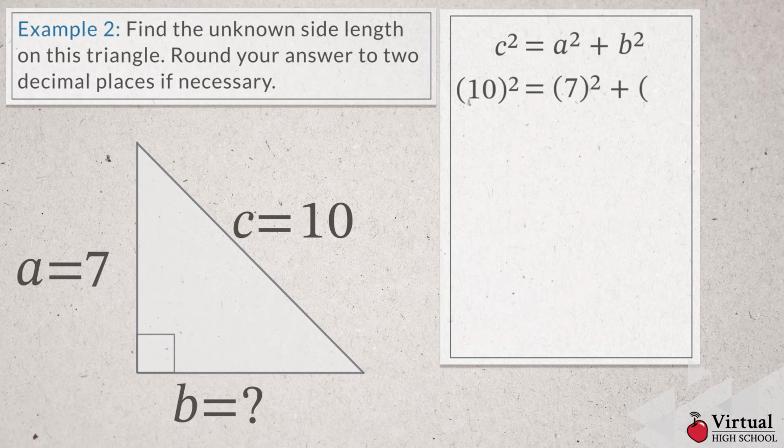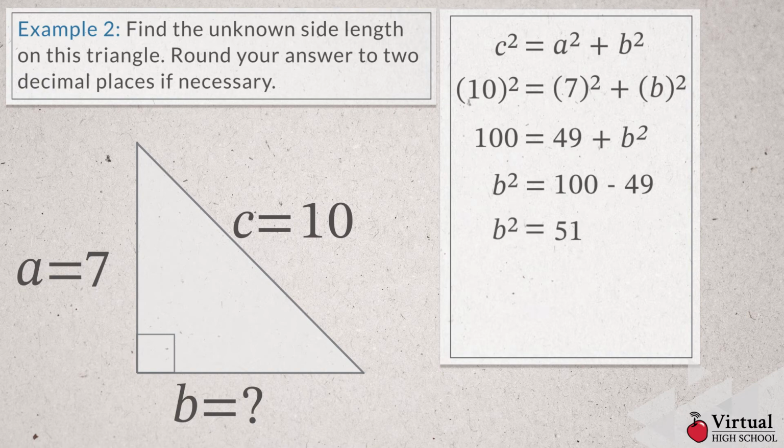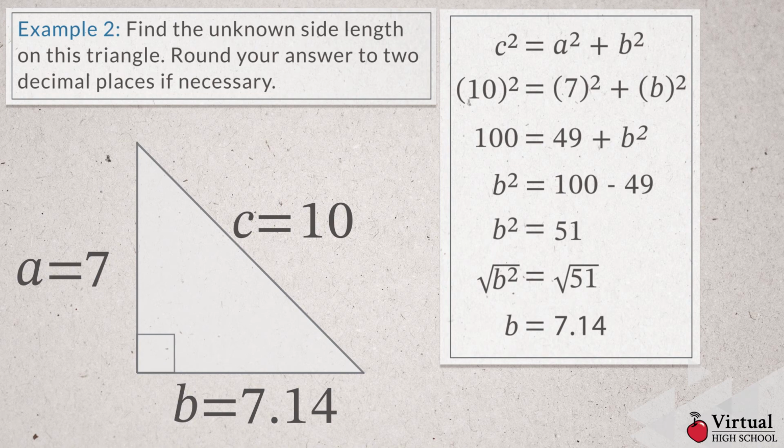Substituting the values that we know into the formula, simplifying, and rearranging leaves us with this. Taking the square root of both sides gives us a value of 7.1414. Therefore, the unknown side length, rounded to 2 decimal places, is 7.14 units.